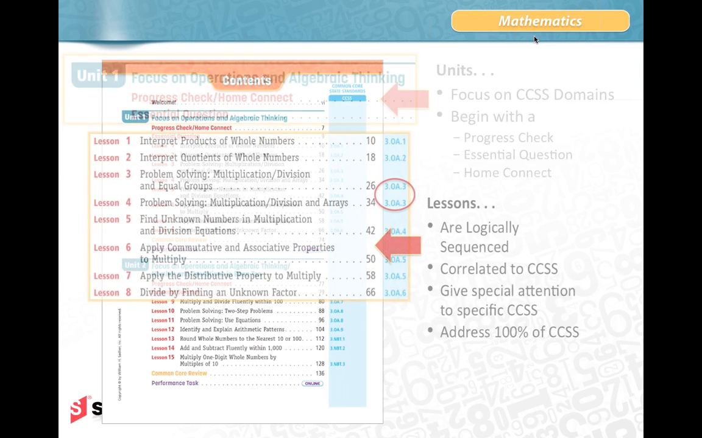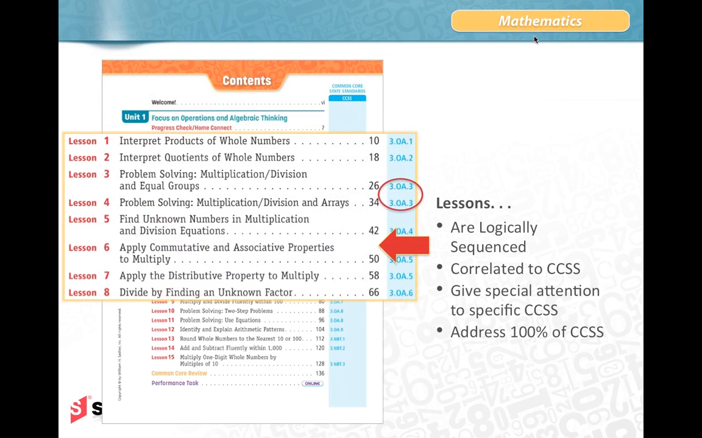essential question. The lessons are logically sequenced, and we do give special attention to certain specific Common Core state standards. So if you're a PARCC state, and you're following the model content frameworks, where they give special emphasis to the major work of the grade level, the supporting and the additional, the major work of the grade level, we've given additional or special emphasis on those particular standards. So you'll see here in the circled text that there will be multiple lessons on those specific standards that are the major work of the grade level.